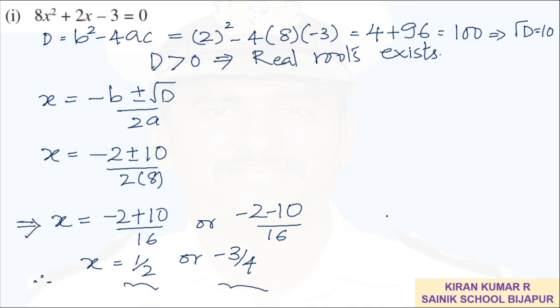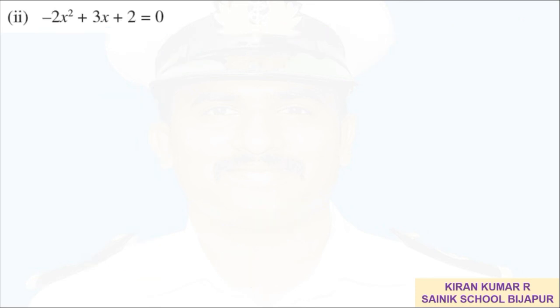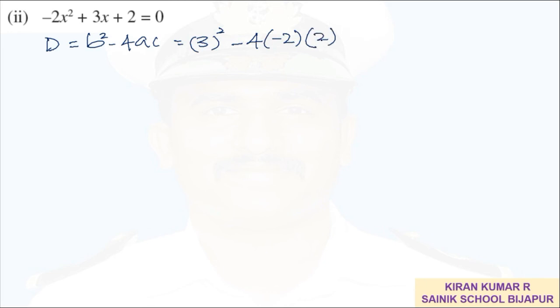Pretty easy. Let's find out the second question. In this question also we need to check whether real roots exist or not. Let us do that first. B square is 3 square minus 4 times a is negative 2, c is positive 2. This becomes 9 plus 16, which is 25. D value is greater than 0. This implies real roots exist.